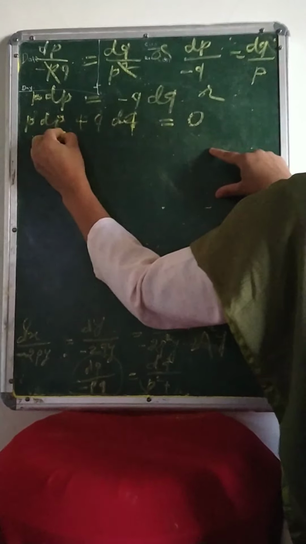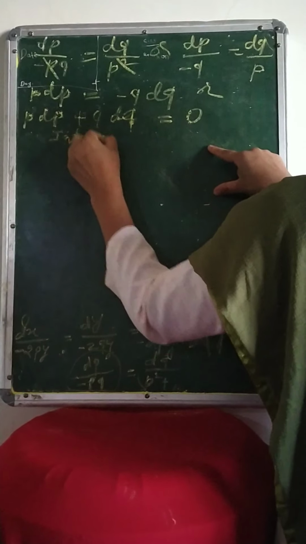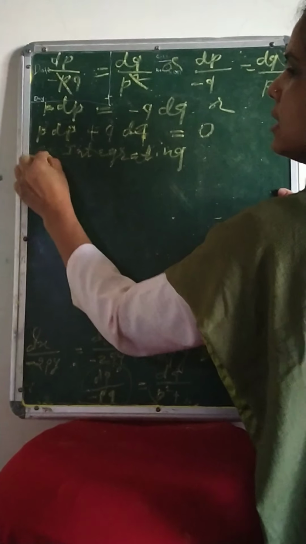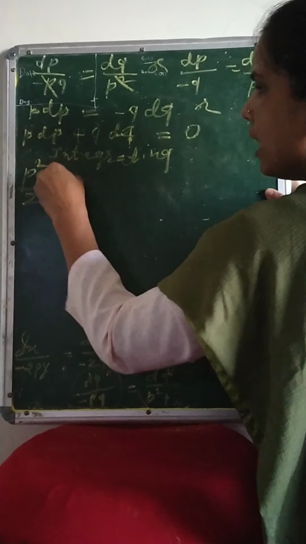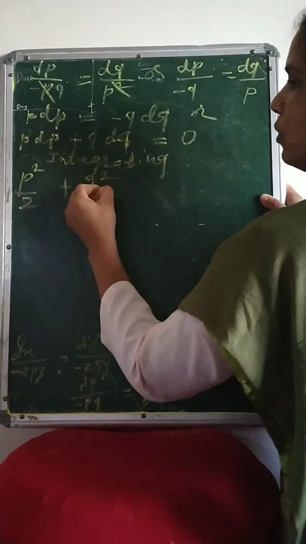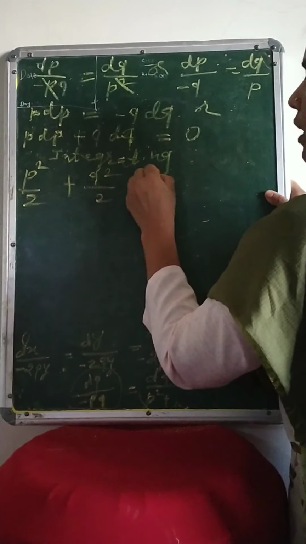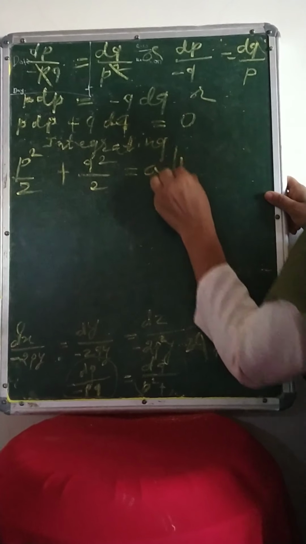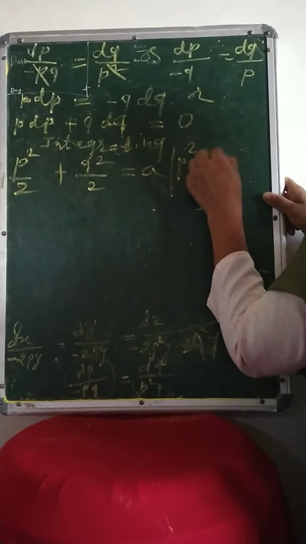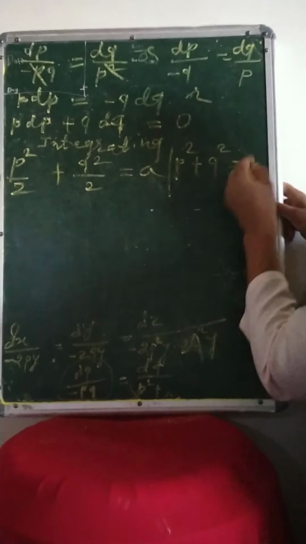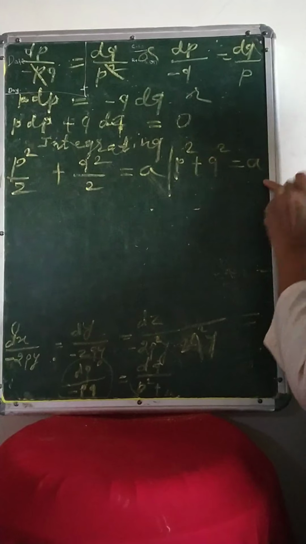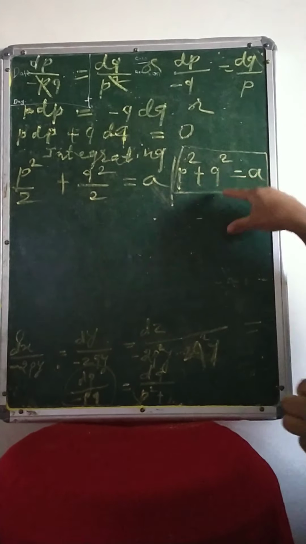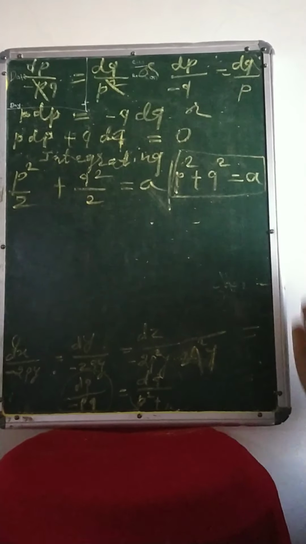Now we integrate this. On integrating, integration of p is p square by 2. Similarly, integration of q with respect to q is q square by 2, equal to integrating constant a. Then again on solving these equations, we get p square plus q square equal to 2a, but 2a is again another constant, so we take simply it is a, means we get this type of equation: p square plus q square equal to a.